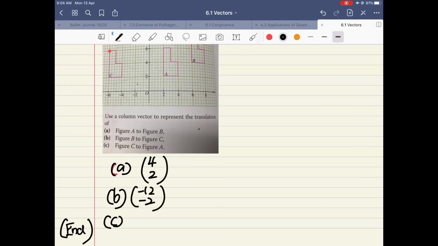Why don't you just take a moment, pause the video and try to work out the translation from figure C to figure A. And then you can unpause the video to see if your answer is correct or not.